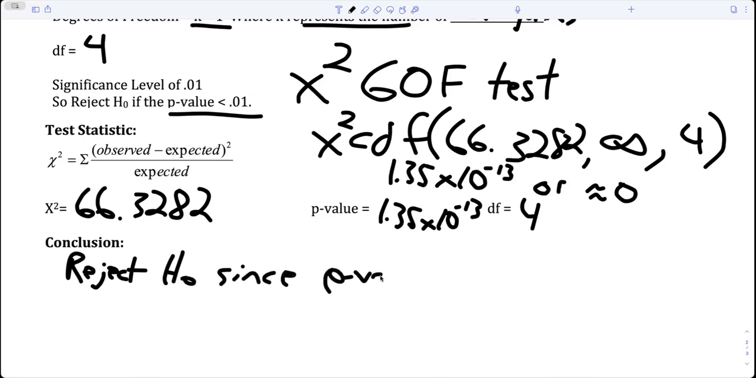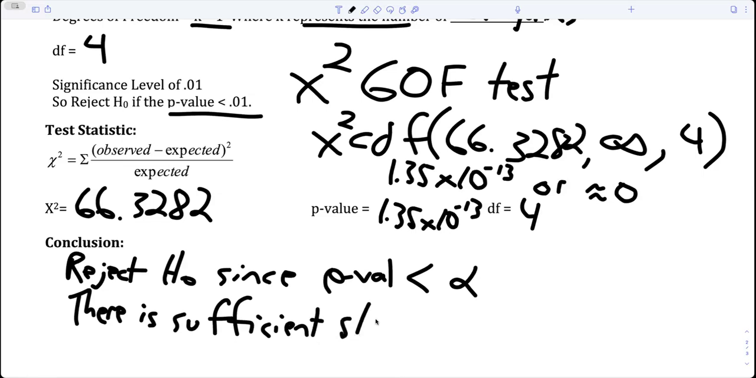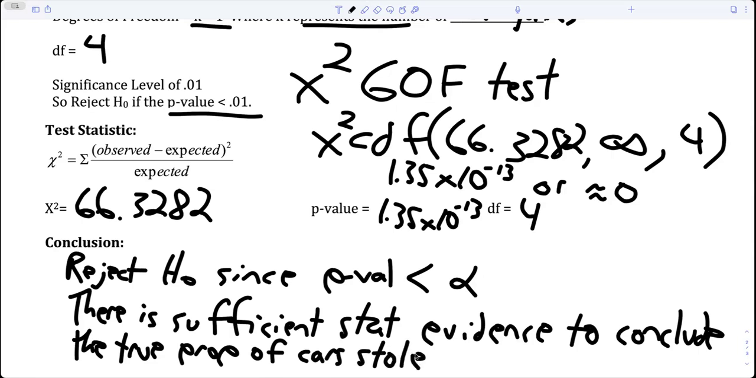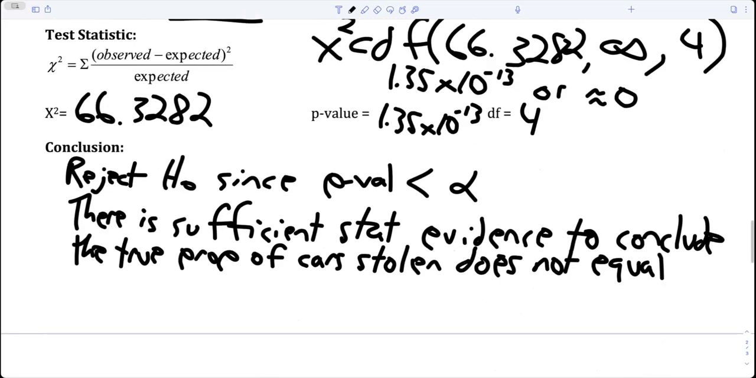Since the p-value is less than alpha, and alpha was 0.01, there is sufficient statistical evidence to conclude the true proportion of cars stolen does not equal the population color proportion for at least one car color. You've got to put it in context and give the correct conclusion there.